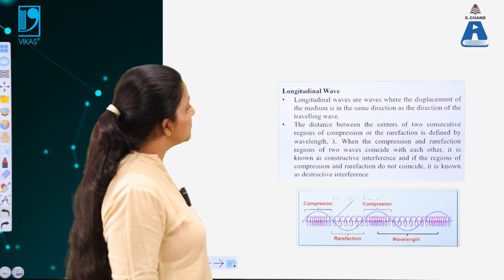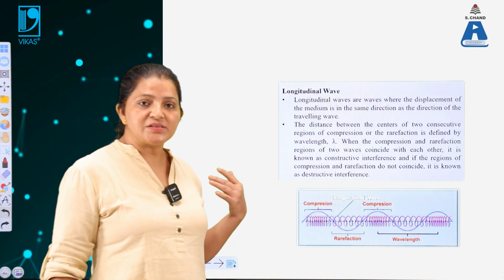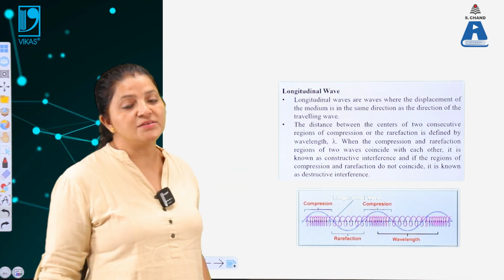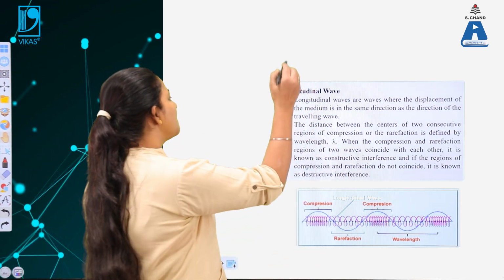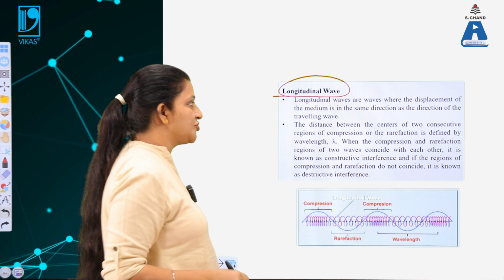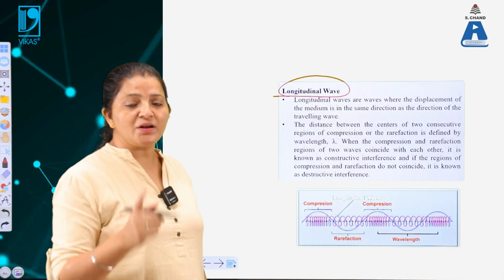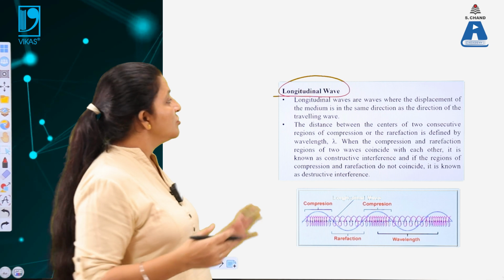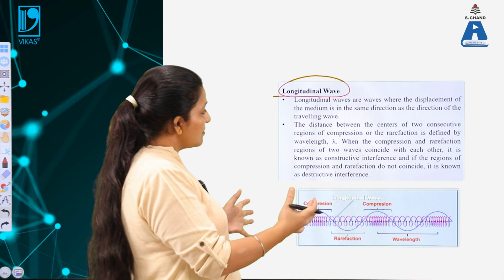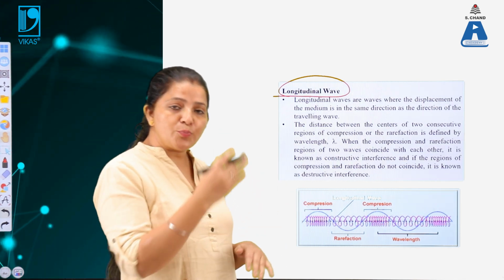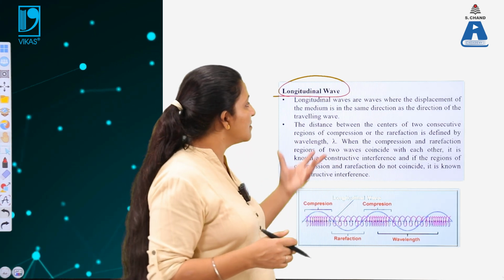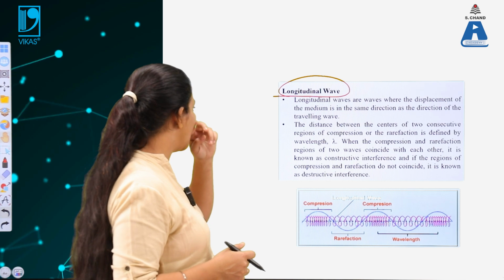Now, the waves which have the displacement in the same direction as the direction of propagation, such kind of waves are known as longitudinal waves. So that means the longitudinal waves are what? The waves which have the same direction of displacement and direction of propagation. Now, when the wave is traveling in the perpendicular direction, that wave is known as a transverse wave. This is another form of wave.